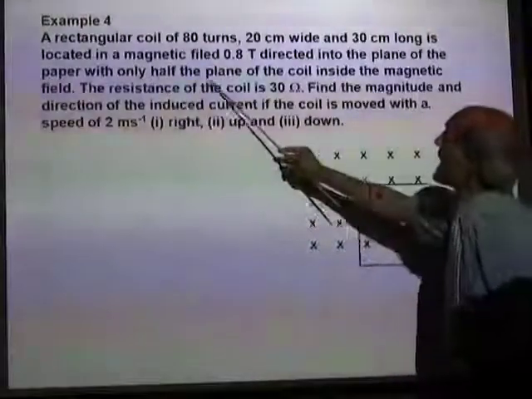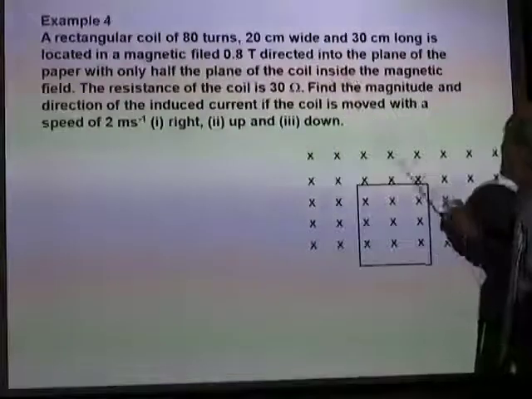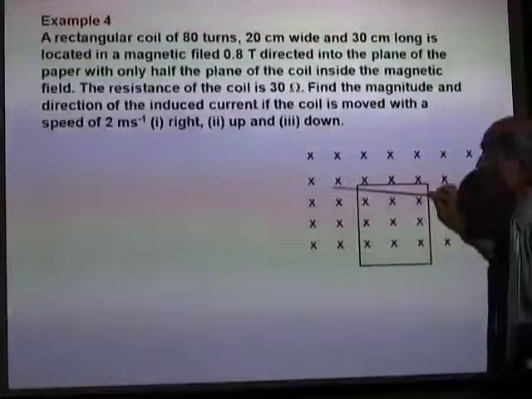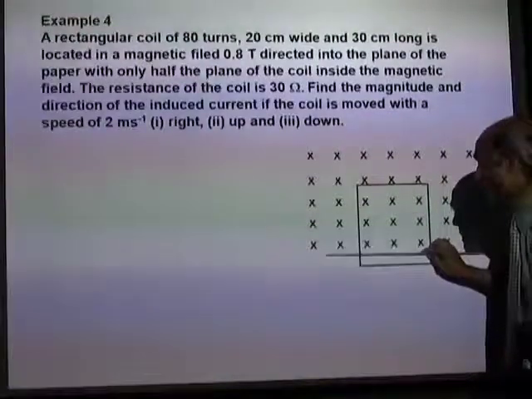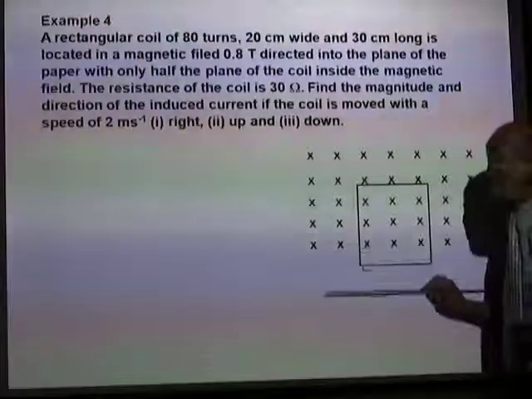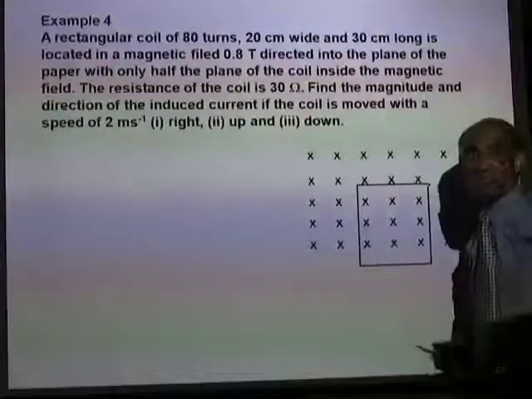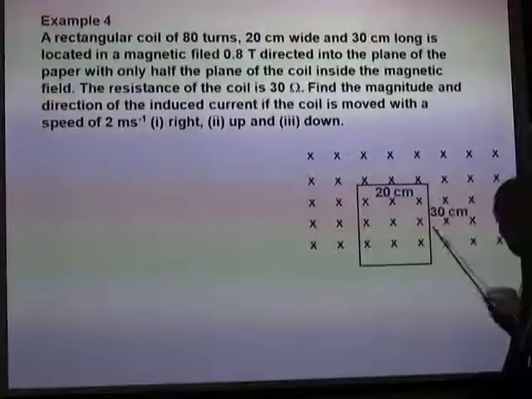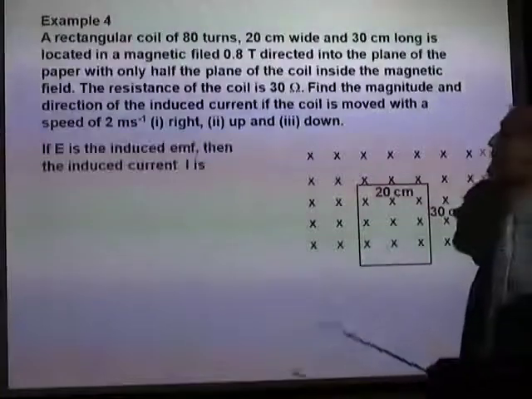Now, with only half the plane of the coil inside the magnetic field. In fact, I have put more than half inside the magnetic field. The whole of the coil is not in the magnetic field, only half of it. So this is 20 centimeter, this is 30 centimeter.